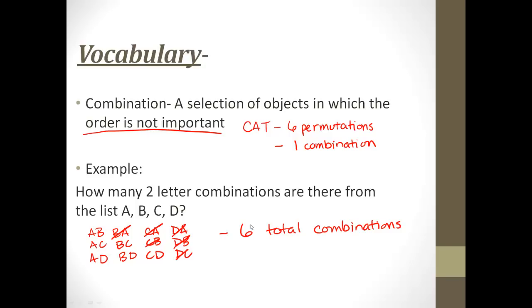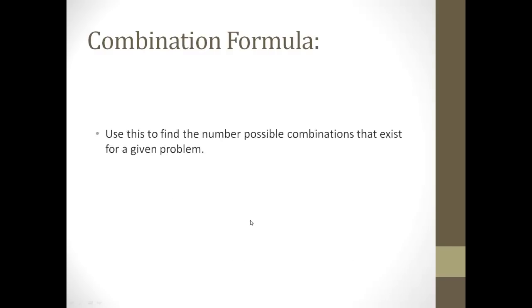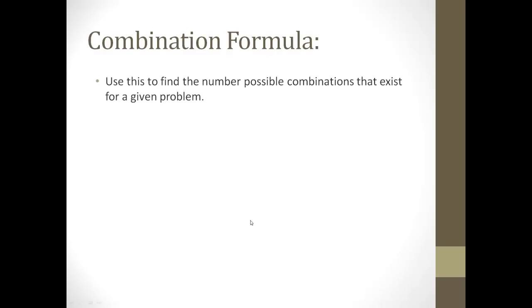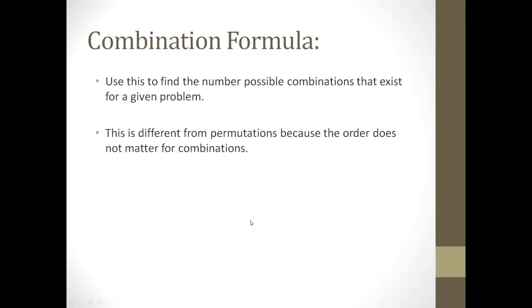Now there is an easier way to figure this out, because trust me, if you had a list of say 10 different objects, you don't want to have to draw out this list, find the duplicates and cross them out. You'd never get through problems quickly doing that. So luckily they have a combination formula. You use this to find the number of possible combinations that exist for a given problem. This is different from permutations because the order does not matter for combinations. I'm going to drill that into your heads.